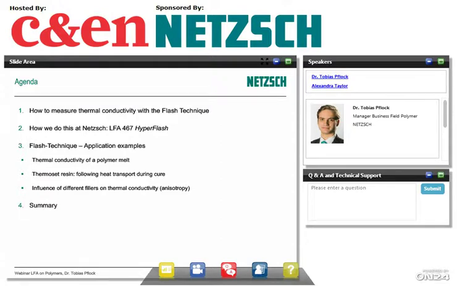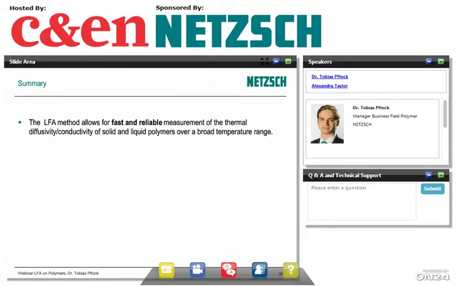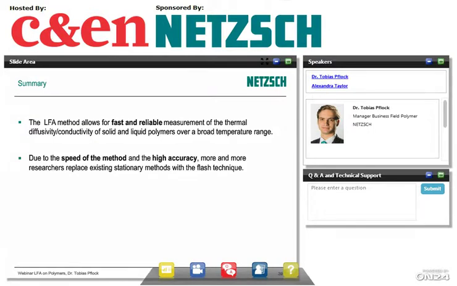Okay, to sum up at the end, I hope I could show you that the LFA method allows for fast and reliable measurements of the thermal diffusivity and conductivity of solid and liquid polymers over a broad temperature range. Due to the speed of the method and the high accuracy, more and more researchers replace existing stationary methods with a flash technique. It just takes you a few seconds to do the shot and a few more minutes to do the entire experiment.